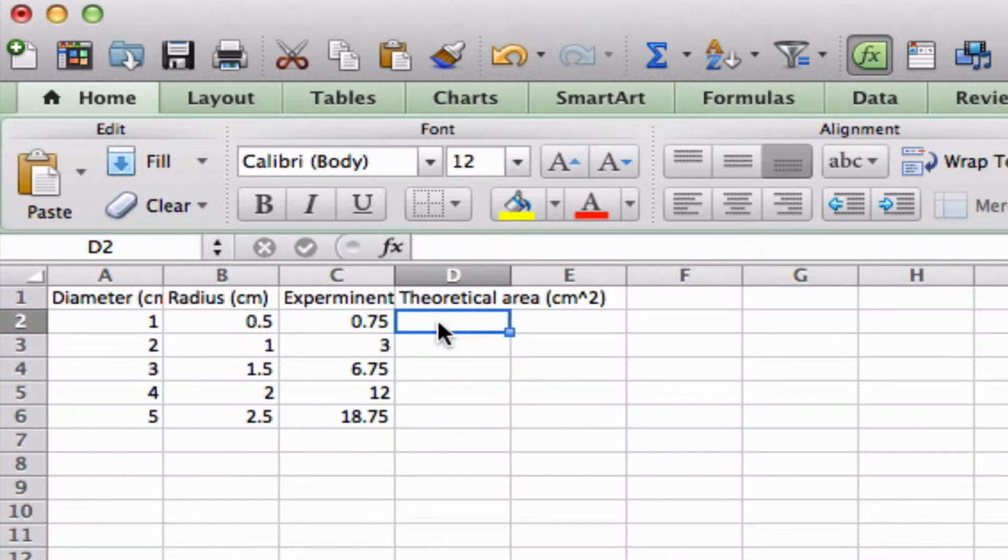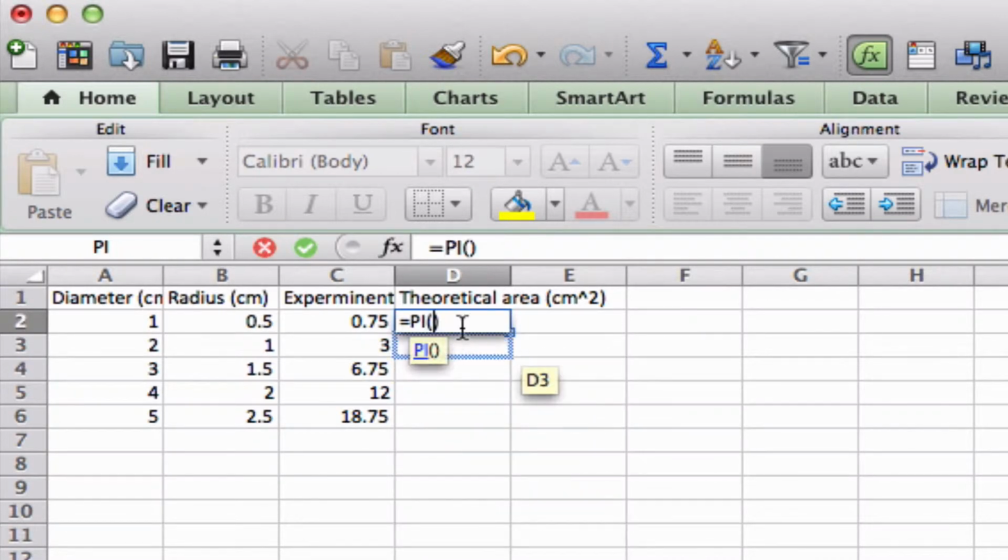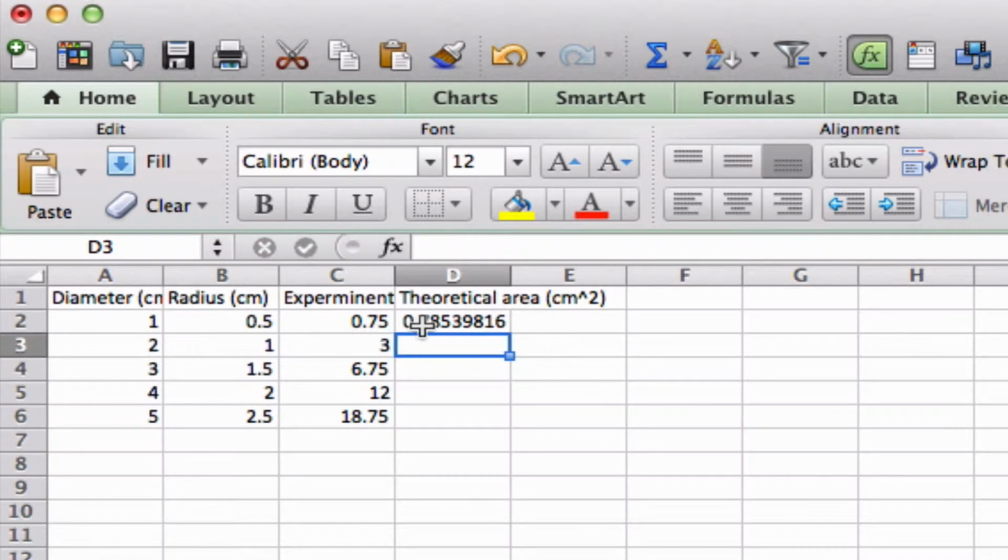I know that there's an equation for area. We said it before, it's pi r squared. And look at that, we already know how to handle pi. So pi, remember, is just pi open and close parentheses, and that's pi. You don't put anything inside the parentheses. Multiplied by the radius squared. Here's the radius. To square something, you put a caret in, that little symbol over the number 6 on your keyboard, to the power of 2. So it's saying whatever's in B2, square it, raise it to the power of 2, multiply it by pi. I'm going to hit enter, and this is what I get.